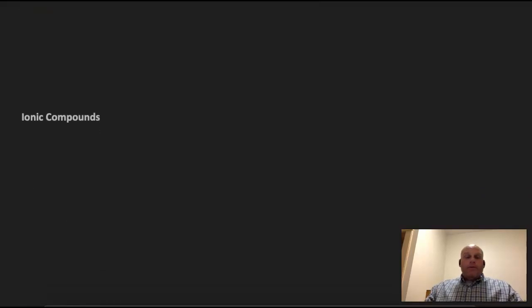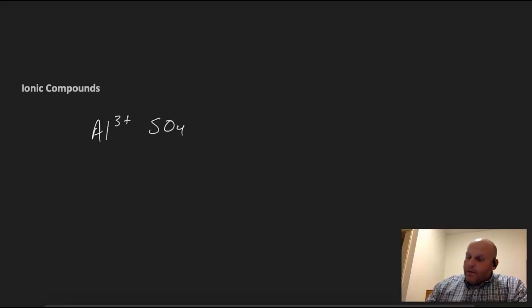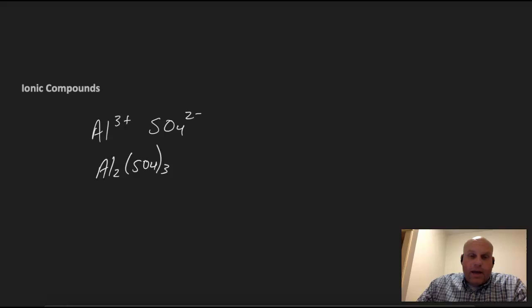Now, you may remember that ionic compounds are the result of ions bonding together and producing a neutral compound. In this case, the example I'm using here is aluminum ion with a 3+ charge and a sulfate ion with a 2- charge. In order to get the ratios of those 2 ions, we use the crisscross method, and we would get Al2(SO4)3 like this, and that is our neutral ionic compound.